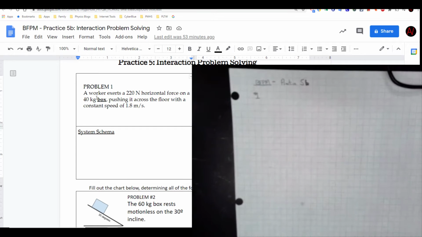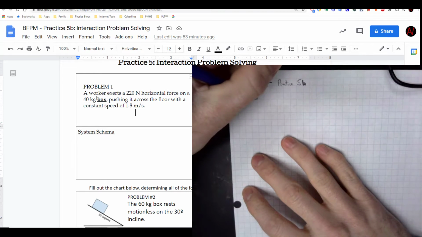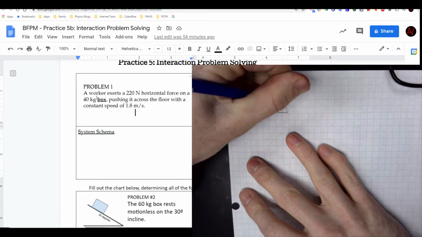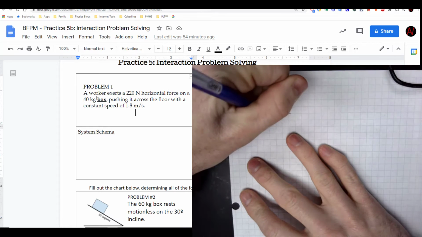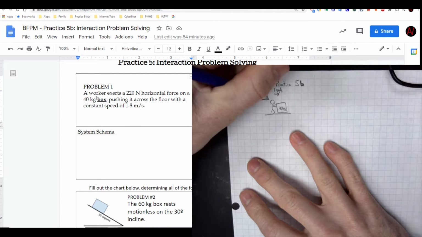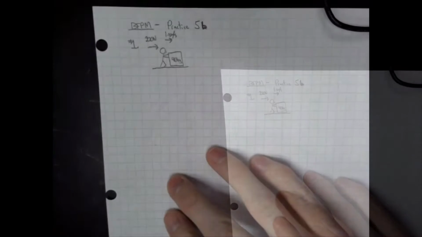Alright, so problem number 1 says a worker exerts a 220 Newton force on a 40 kilogram box pushing it across the floor with a constant speed of 1.8 meters per second. So the first step is to draw a picture of it. So we got a person pushing a 40 kilogram box across the floor, at 1.8 meters per second, and he's pushing with a 220 Newton force.